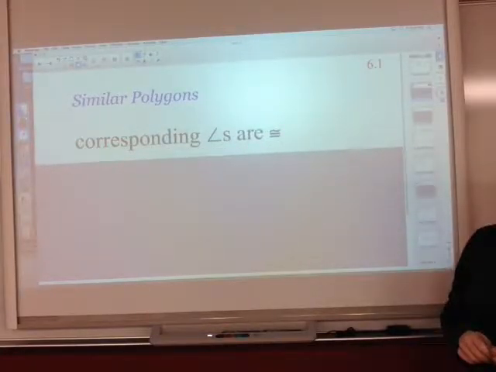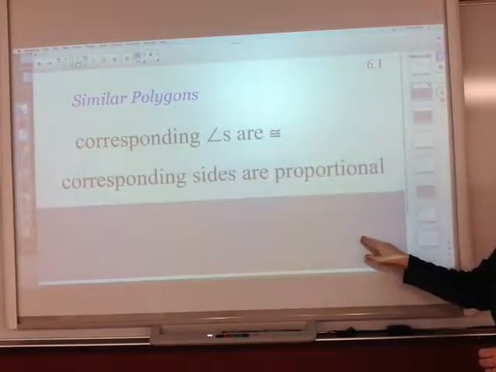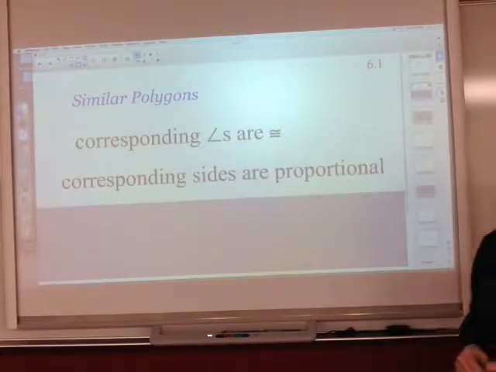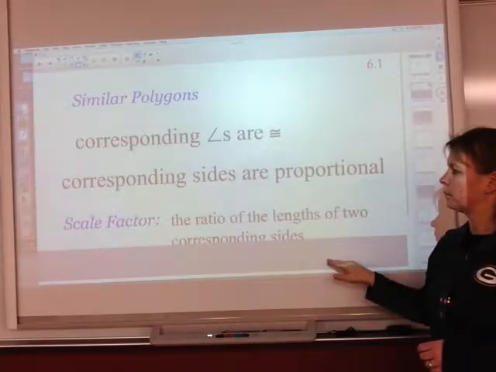If two polygons or more are similar, corresponding angles are congruent to each other. The corresponding angles are congruent, the ones that relate to each other. The corresponding sides are proportional. And proportional, we'll work with proportions in a moment as we talk about them.